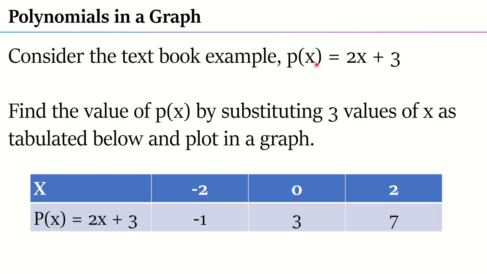Let me take the textbook's example where p(x) = 2x + 3. This is a textbook problem. I tabulate x and p(x) = 2x + 3, and I'm going to substitute 3 values for x and plot the resulting graph. I have considered -2, 0 and 2. The resulting values are -1, 3 and 7. For example, in the case of 0, when I substitute 0 in this equation, p(x) becomes 0 + 3, which is 3.